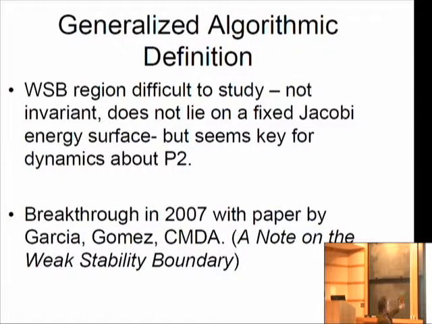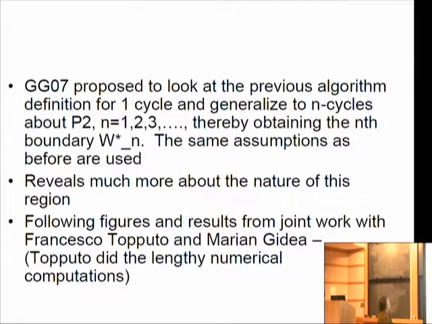By the way, I want to mention why this region is so hard to study. First of all, it is not an invariant region. And number two, it does not exist at any energy level. It varies. Different points in the boundary vary according to Jacobi energy, and it's not invariant, so it's tough to study. So what he did is he proposed to look at the previous algorithm and generalize it not to one cycle, but to look at the change in stability from n cycles. And you talk about the nth weak stability boundary.